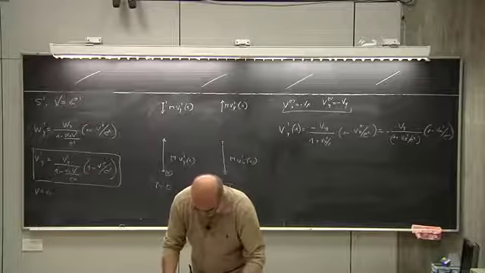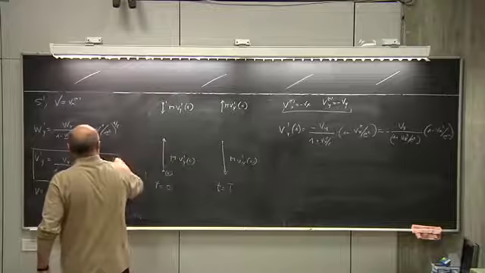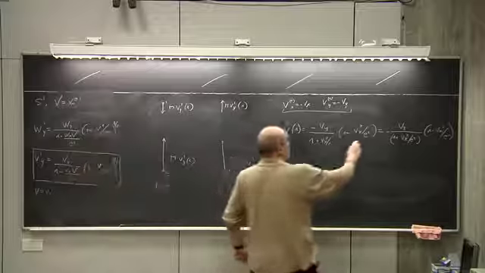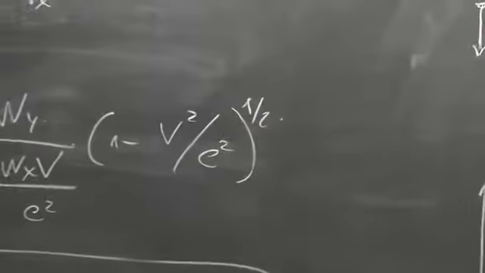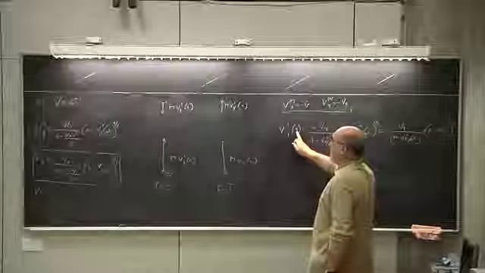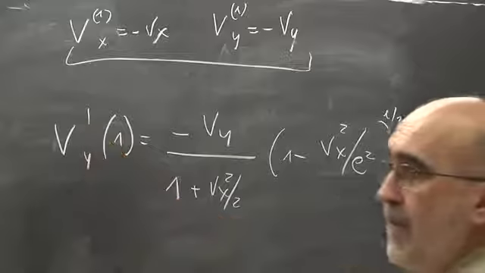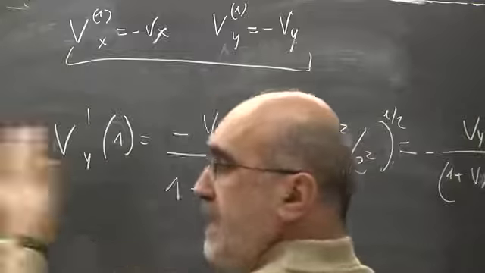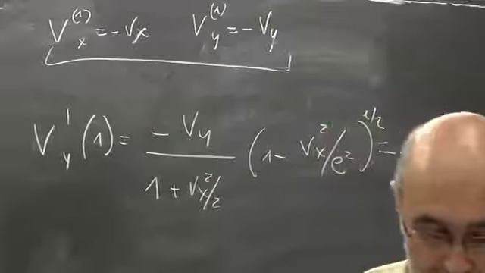No, there is a 1/2. So here there is a 1/2. There is a 1/2. So this is the velocity of particle 1 along y in the new frame, that is the frame that moves with velocity Vx, the same velocity as the first particle.